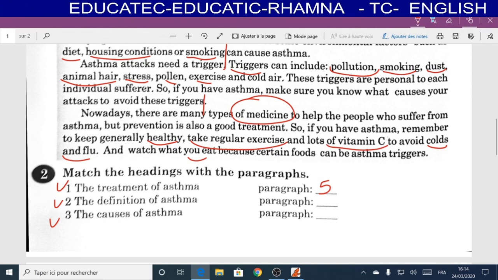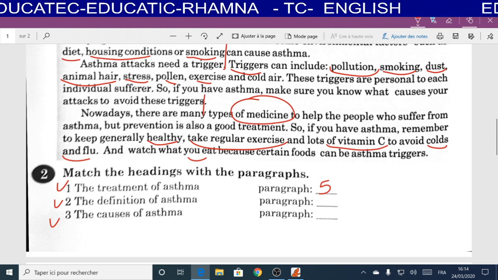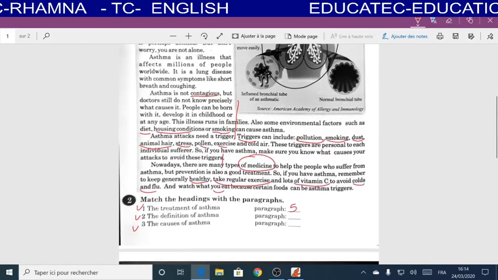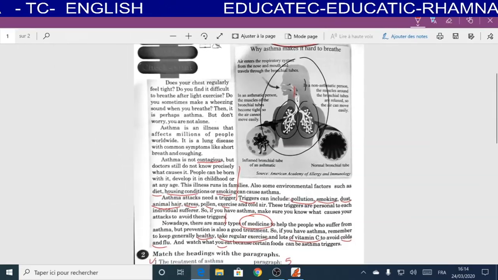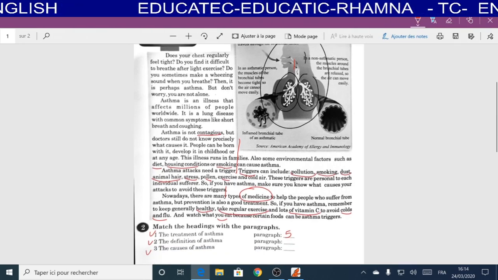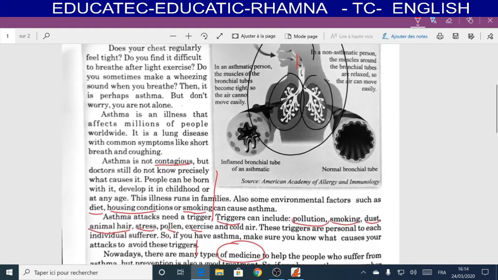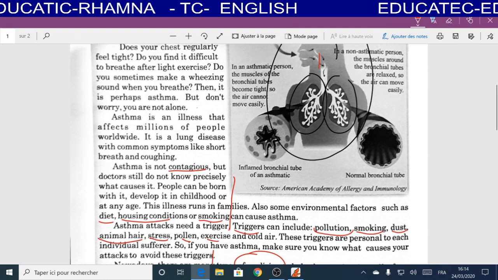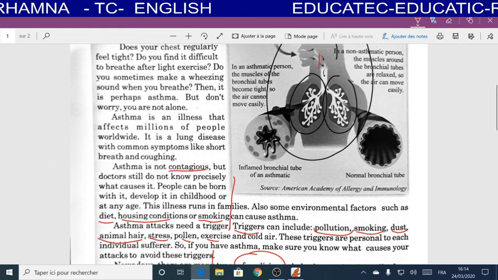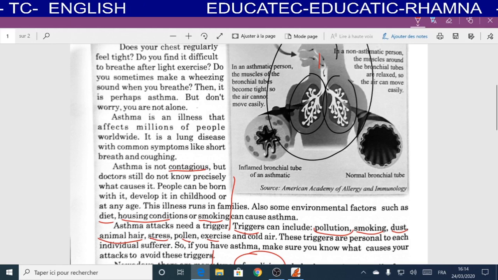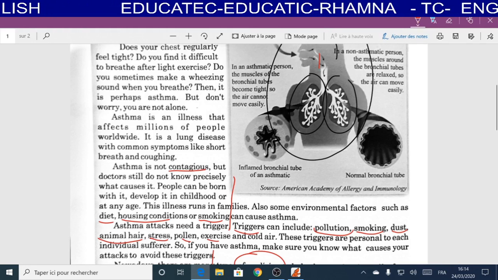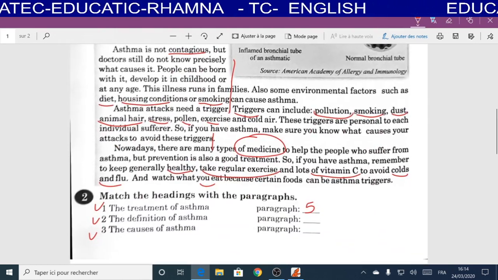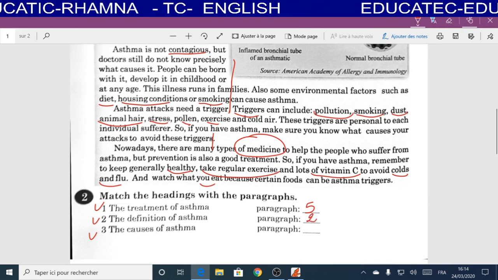And then we have the definition of asthma. So here, as you can see, I need to move to the paragraphs. Does your chest regularly? Here we have questions. And here, as you can see in this paragraph, we have asthma is an illness that affects millions of people worldwide. It is a lung disease with common symptoms like short breath and coughing. Here, I think this is the definition of the disease, which is paragraph number 2.